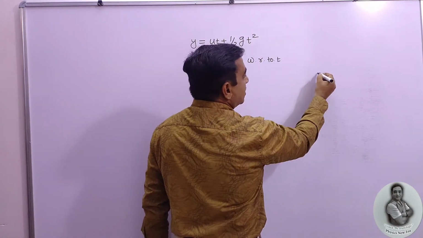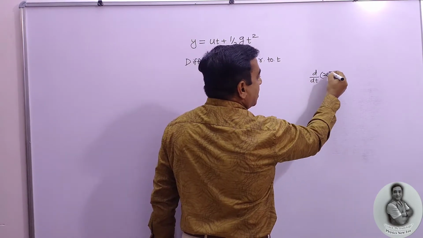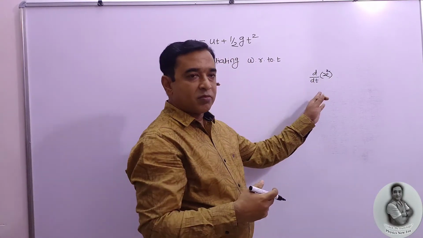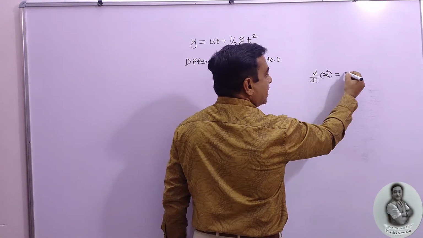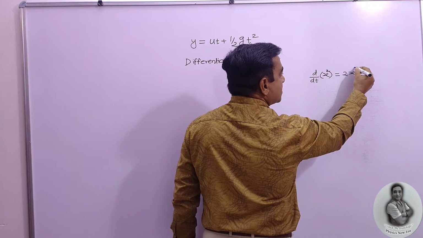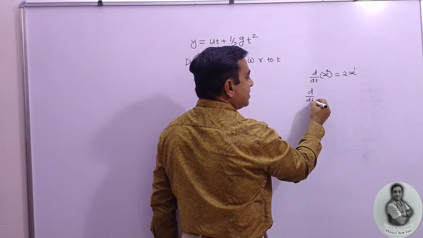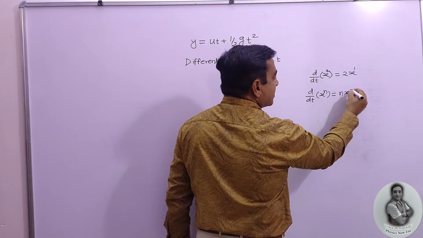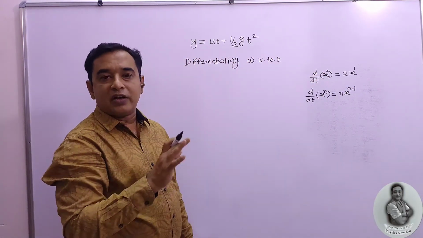If I want to differentiate, just a general equation, differentiating x square with respect to t, then how to differentiate this? Here it is very simple. This 2 gets multiplied, and x is raised to power 2 minus 1, which means 1. Once again, the general equation I am going to write: d by dx of x raised to power n is given by n into x raised to power n minus 1. So this equation we are going to follow while differentiating.